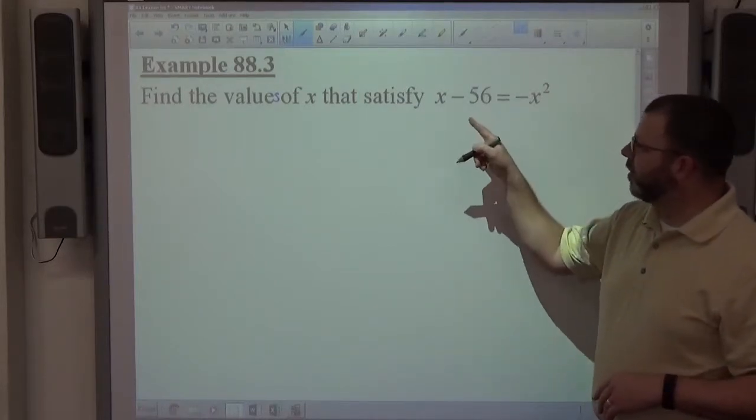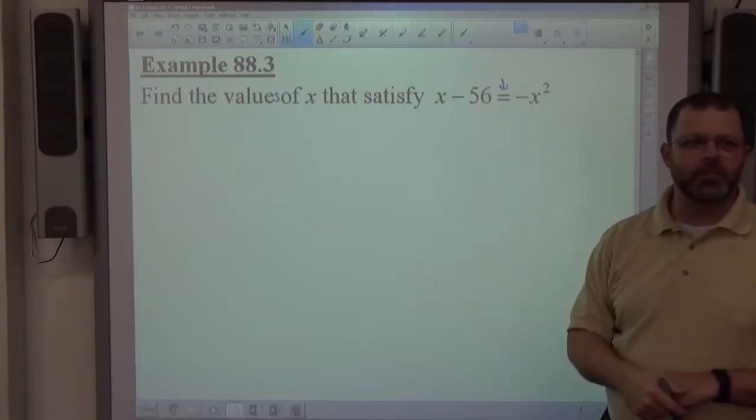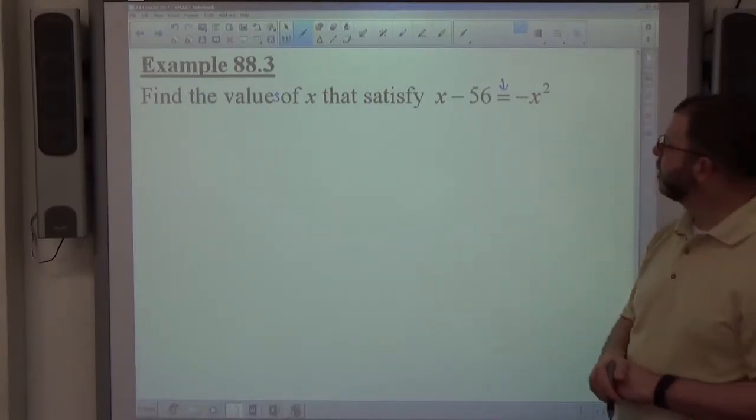Just in general, if you see a problem that has an equal sign in it and has a bunch of x's, it wants you to solve it. So just keep that in mind.